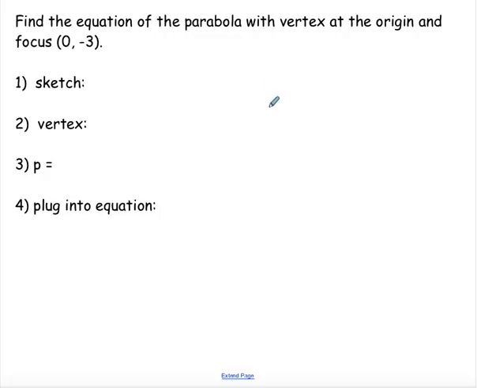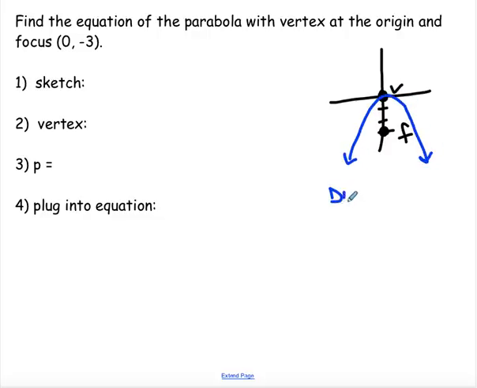Okay, here's another one. This time we got a vertex at the origin and a focus at (0, -3). So that should help you determine which way this thing is opening. Focus is always on the inside, so this is opening down. So if it's opening down, we know p is going to be negative. And our equation, if it's up or down, is where the x's are being squared. So here's our general equation.